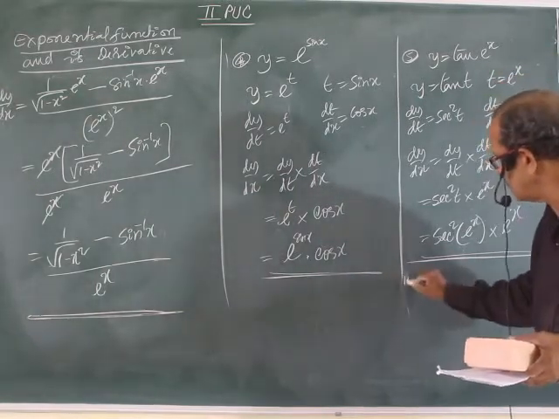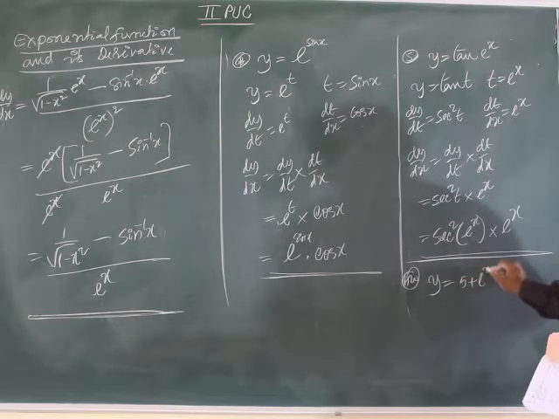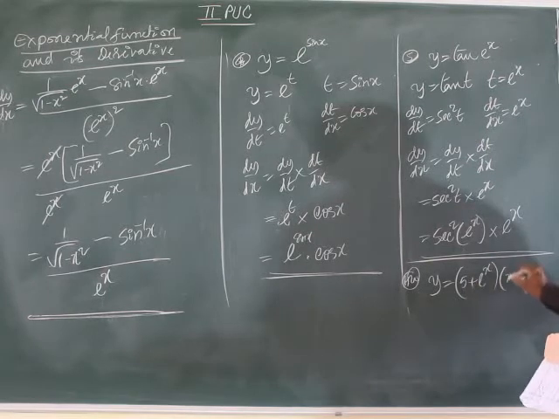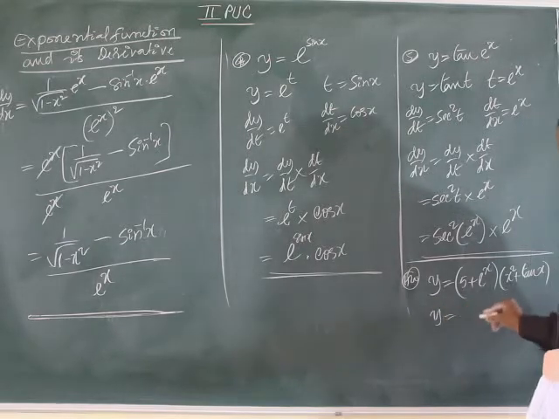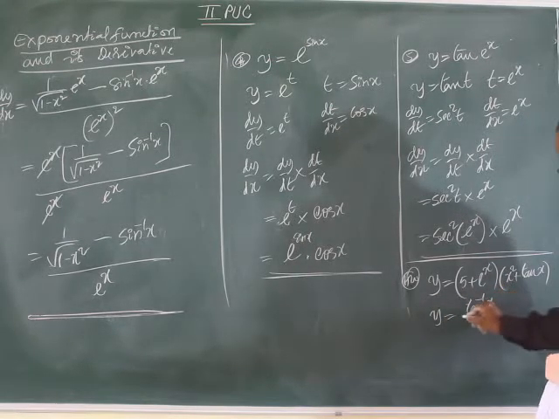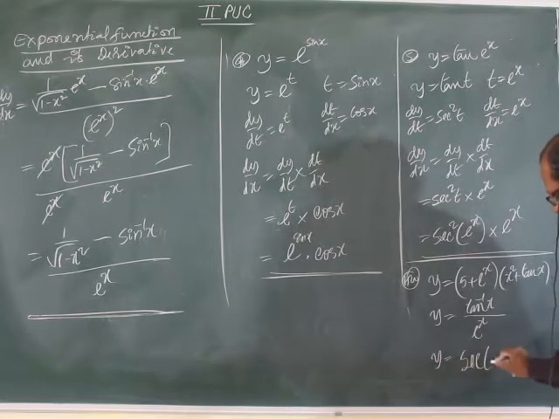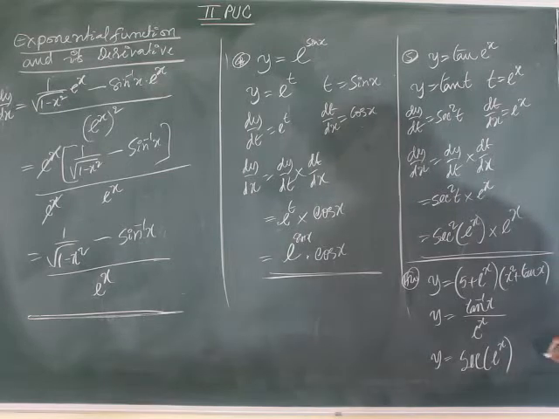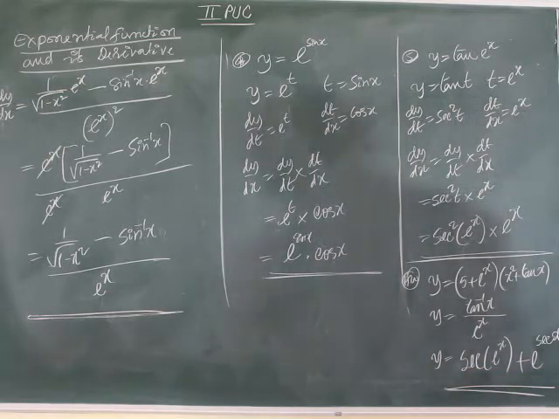Now certain problems, again homework for you. y equal to (5 plus e to the power x) into (x square plus tan x), product formula. y equal to tan inverse x divided by e to the power x. y equal to secant of e to the power x plus e to the power secant x. Okay. Secant of e to the power x plus e to the power secant x. Three problems for you to work out as homework.